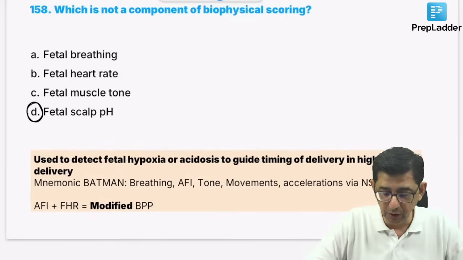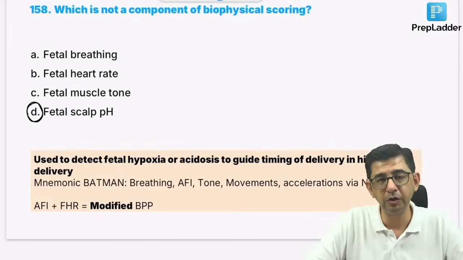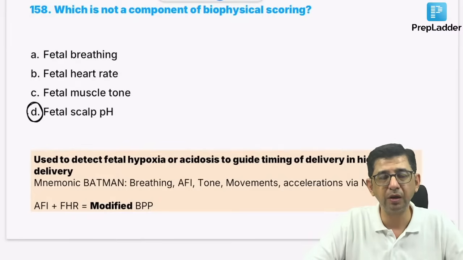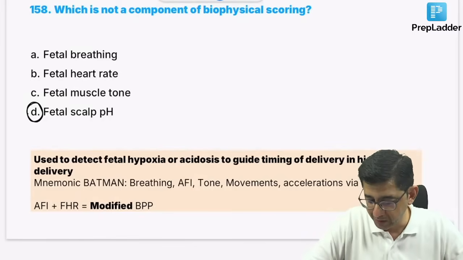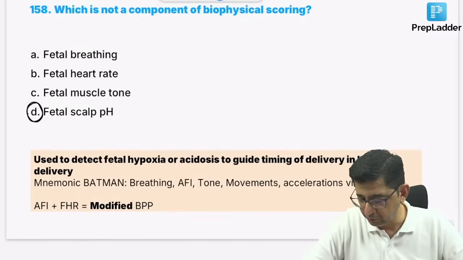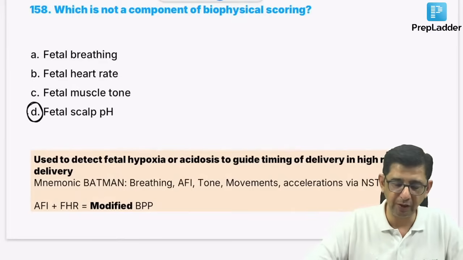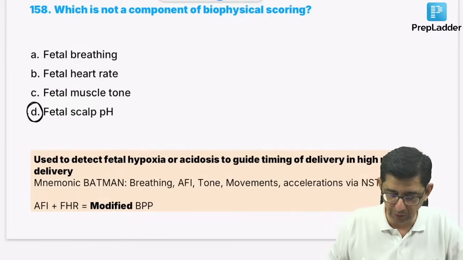And then there's a modified biophysical scoring as well, in which only two parameters are present, that is amniotic fluid index and fetal heart rate. If they say biophysical scoring, then there are more parameters present, that would be 1, 2, 3, 4, 5. And if it is modified, then only two parameters are to be taken into consideration. The answer for this would be option D.